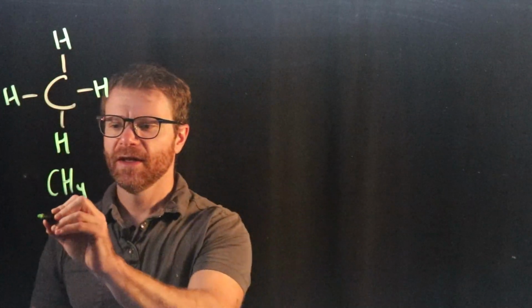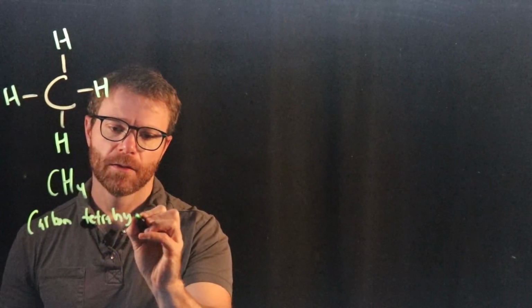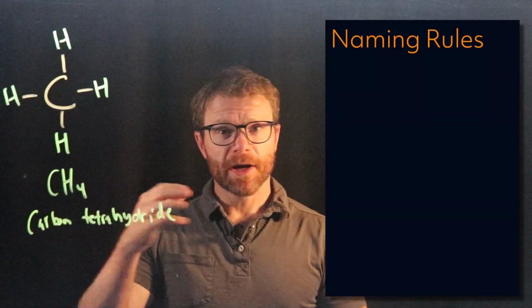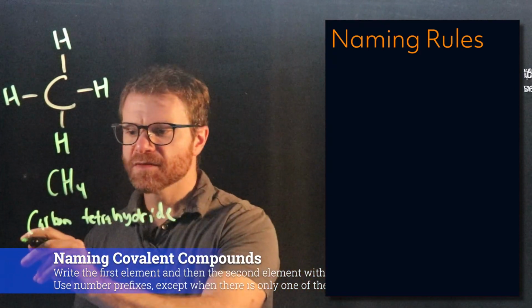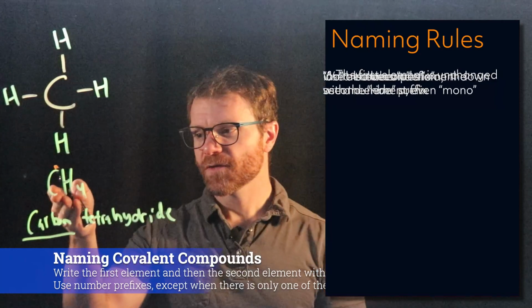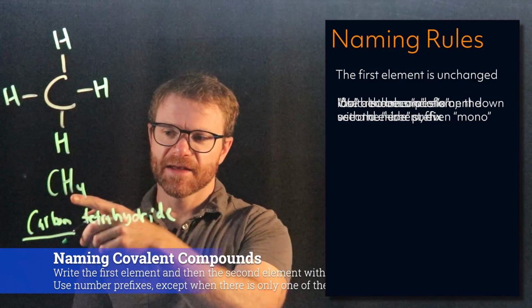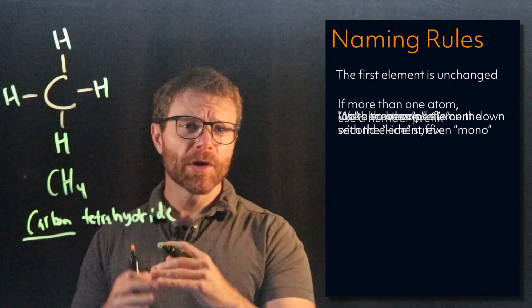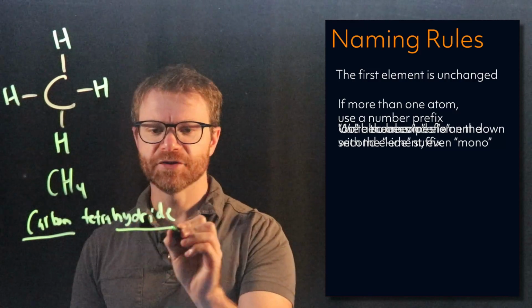Earlier, you heard me refer to this, CH4, as carbon tetrahydride. Let me explain how I got there. You start with whatever's first in the chemical formula. In this case, it's the carbon. And just like with naming ionic compounds, we don't change that at all. So carbon's first, we just say carbon. Then we say what comes last, and in this case, it's the hydrogen. And we do just like we did with ionic compounds. We replace the last syllables with "ide." So instead of hydrogen, it just becomes hydride.